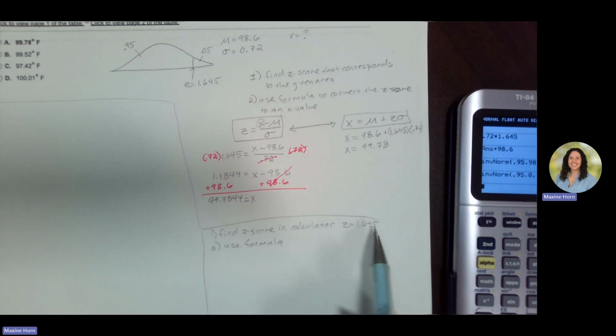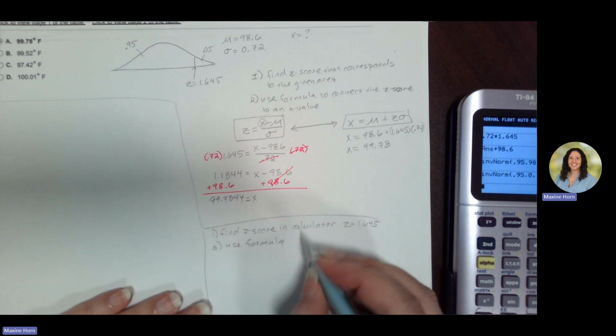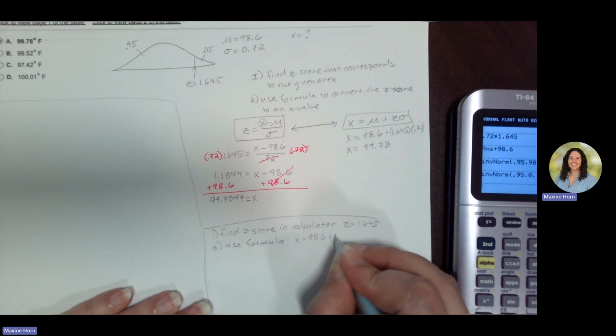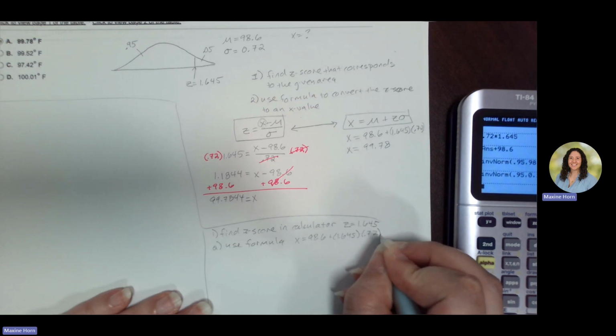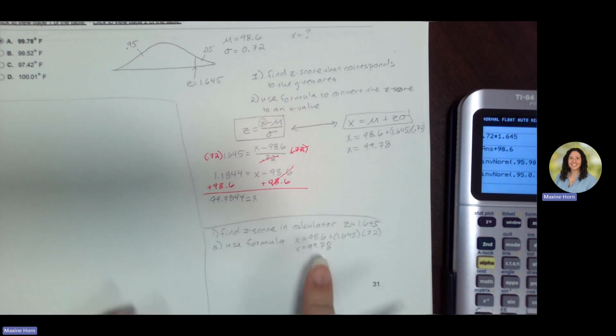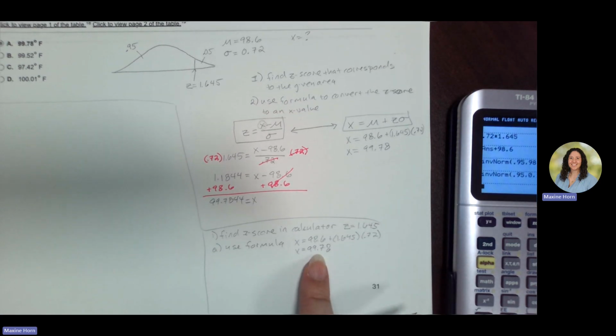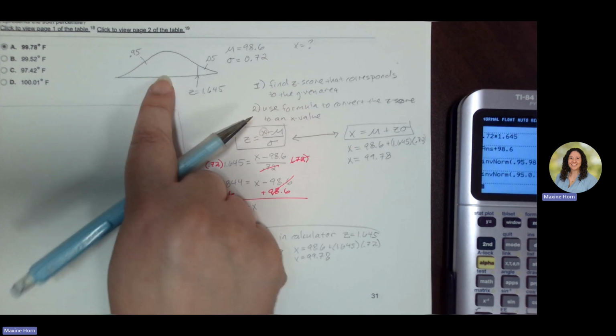Okay, now that I have my z-score, now I'm going to use the formula. And again, you could do either one of these. Let's pretend we used that one. We use the formula, we say x equals 98.6 plus 1.645 times 0.72, and we get that the x value is 99.78. And we've saved ourselves from having to look up the area in the table.